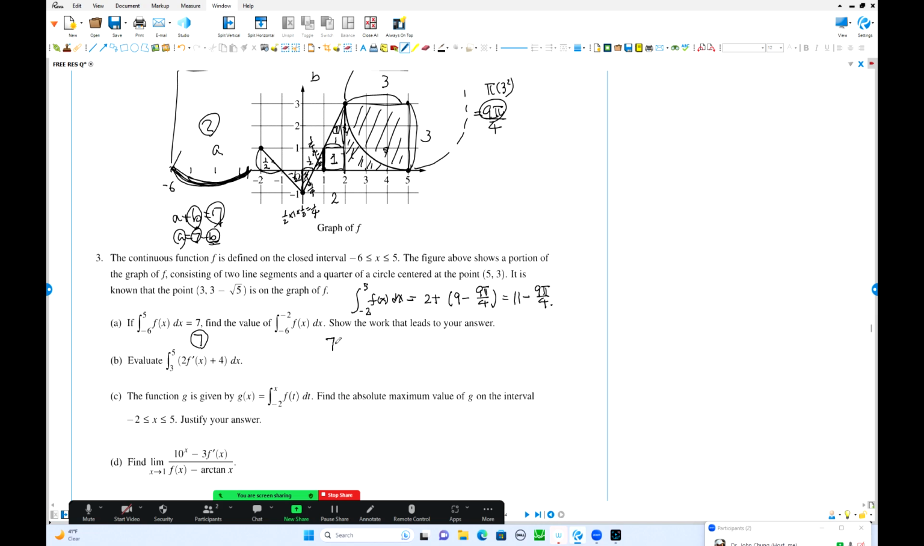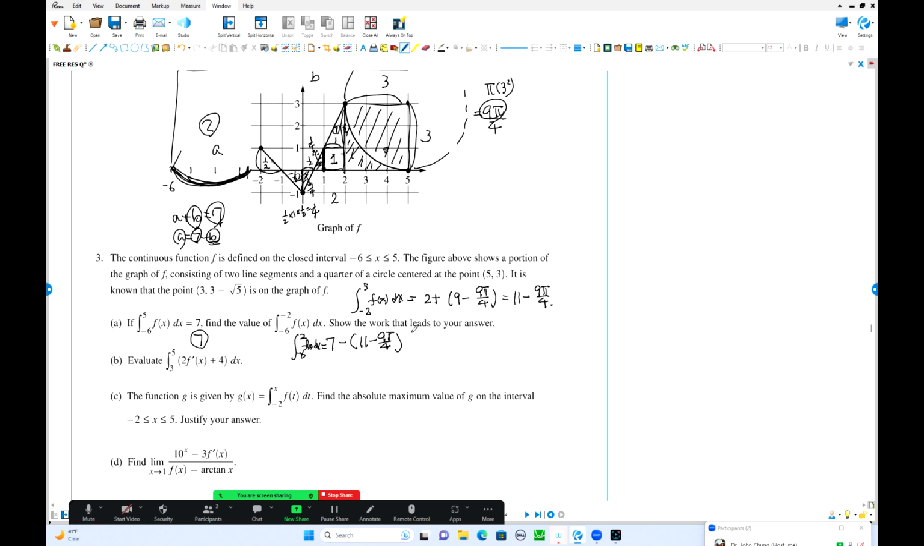So 7 minus 11 minus 9 pi over 4, right? That's the area of this one. That's the area, the integral from negative 6 to negative 2 of f of x dx. The graph is not given, and the equation is not given, but still we know the area, right?